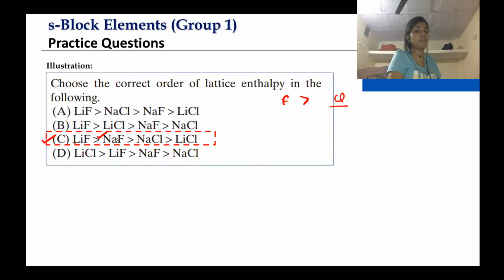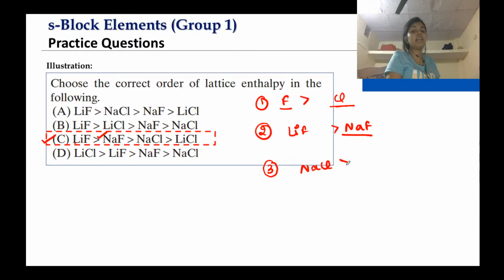So lithium fluoride and sodium fluoride, now if we consider, see, first point is what? That fluorides will have a greater lattice enthalpy than chlorides, right? Second one, if you compare lithium fluoride and sodium fluoride, lithium fluoride will have a greater lattice enthalpy than that of sodium fluoride. Why? Because with fluorides, lattice enthalpy decreases down the group. But if you compare the chlorides now, NaCl will have a greater lattice enthalpy than that of LiCl, because in chlorides the lattice enthalpy increases down the group.